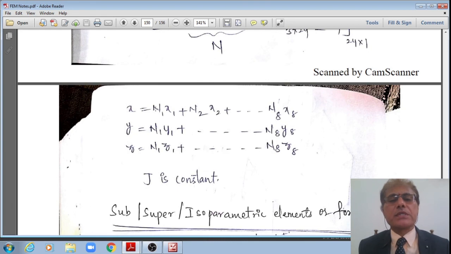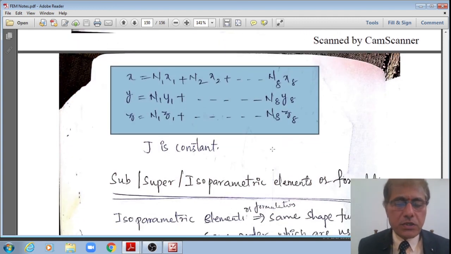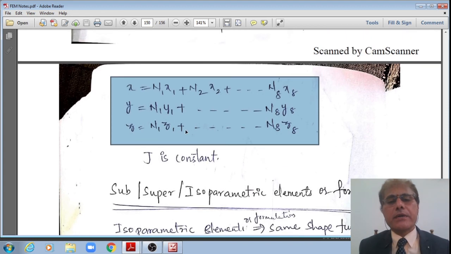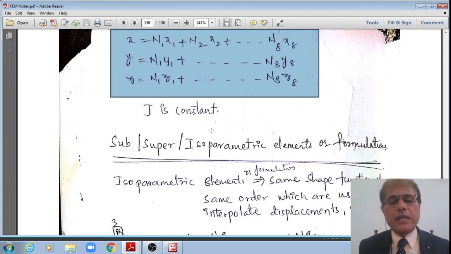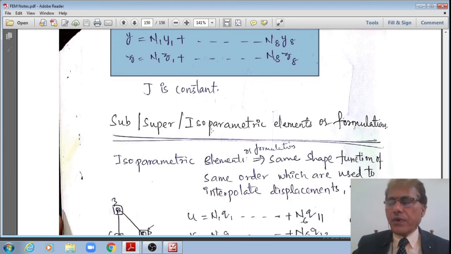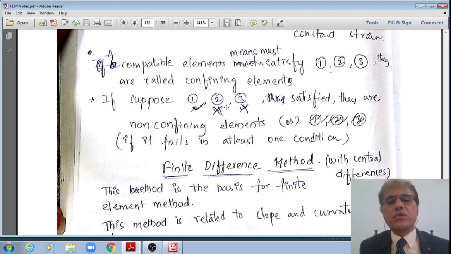Therefore x is equal to N1 x1 plus N2 x2 up to N8 x8, or it is equal to the summation of Ni xi, where i is equal to 1 to 8, right? Similarly for y and z directions also you can write. Other finite element formulations can be done in a similar fashion to what we have discussed for other elements, right? Now I hope students you understood these discussions.